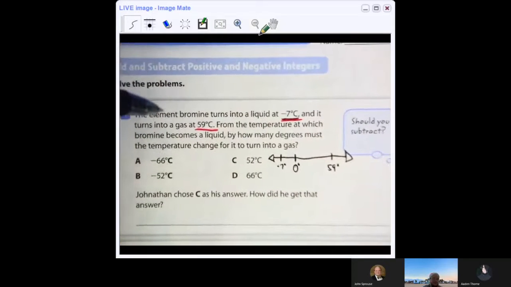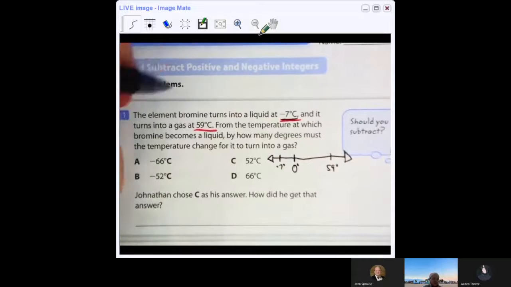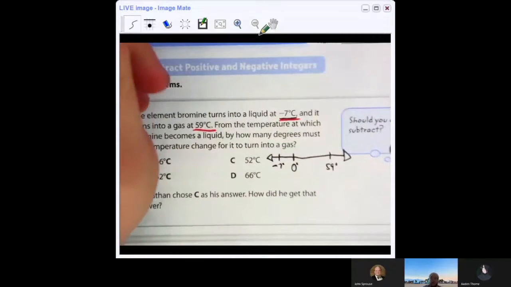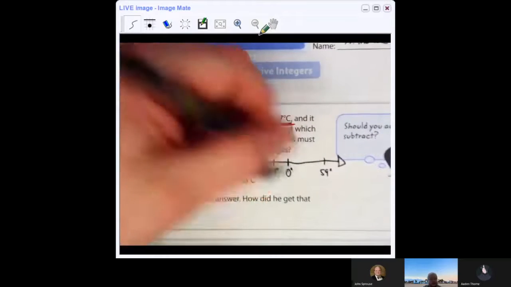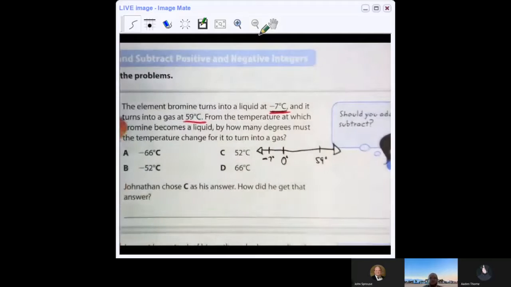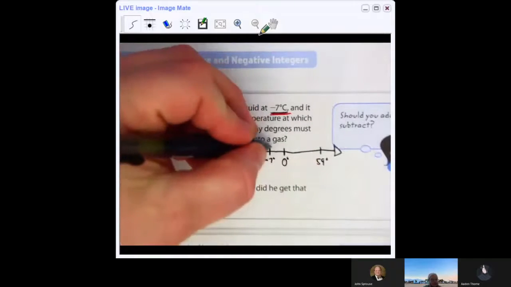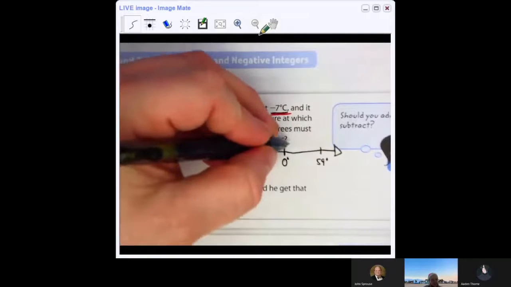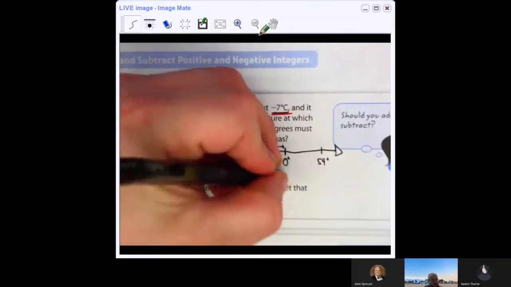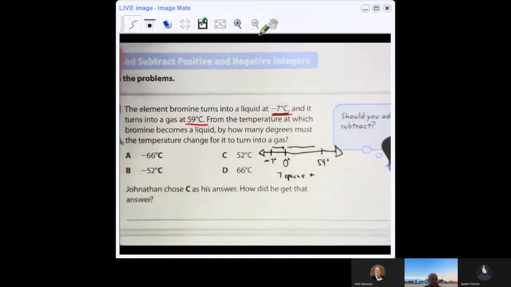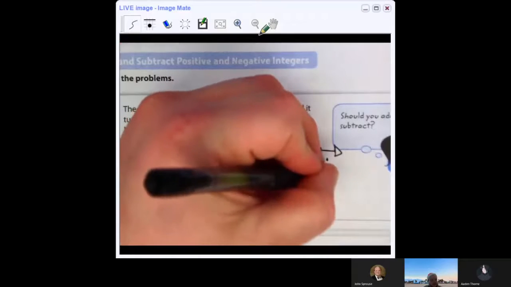It's asking me an essential question. It's asking me, how far is -7 from 59? Or how many spaces would I have to go from -7 to get to 59? Well, let's use what we know first. Make it easy. I know that I'm going to have to move 7 spaces here to get to 0. So that's 7 spaces plus from 0 to 59, I'm going to move 59 spaces.